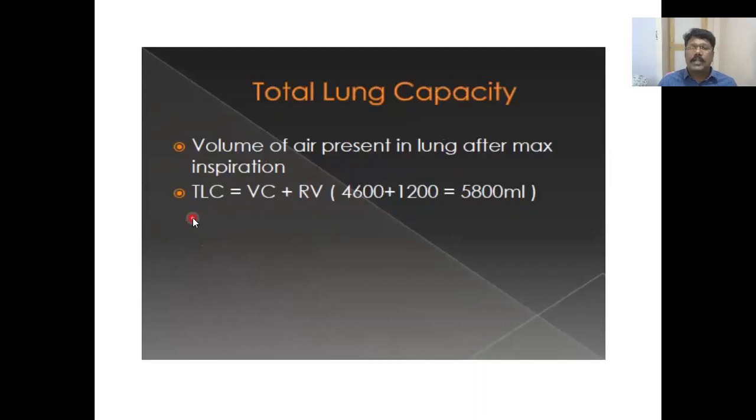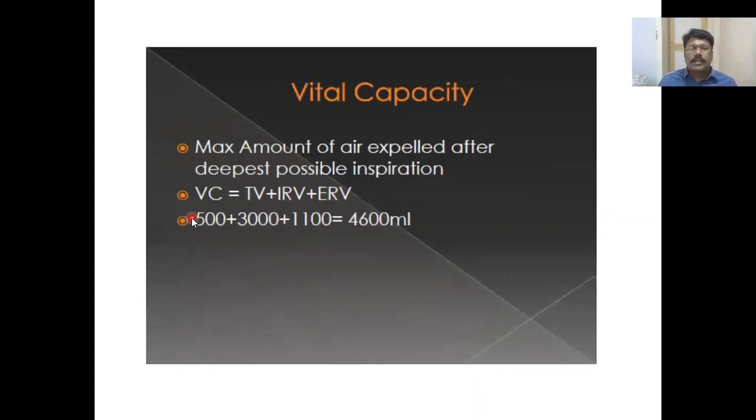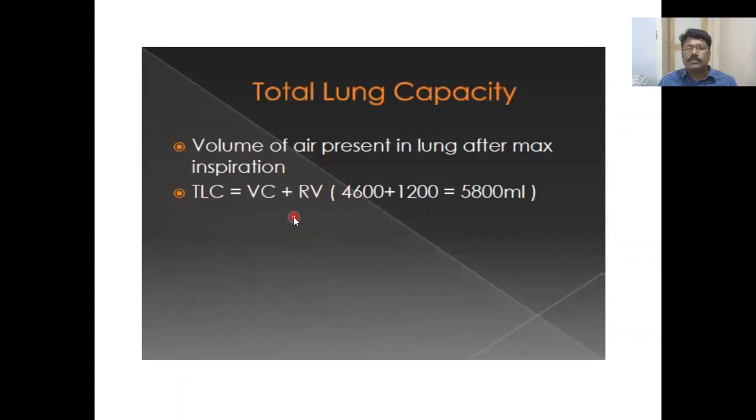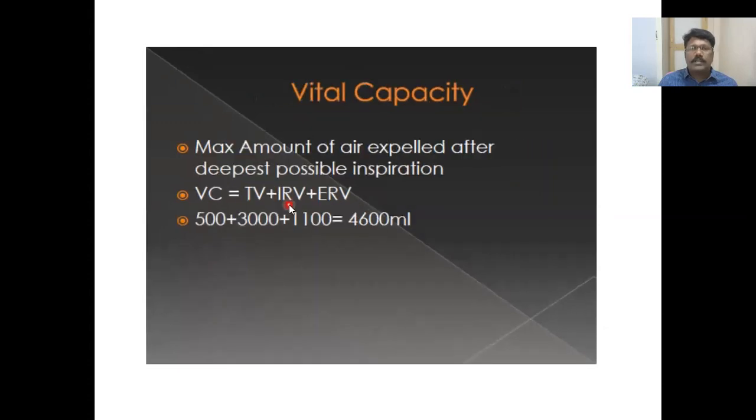Next one is the total lung capacity. Total lung capacity refers to the addition of all the volumes. All the volumes means the VC, that is the tidal volume, IRV and ERV, plus the residual volume. So all the volumes added together, you come to a capacity known as total lung capacity. Total lung capacity minus RV is equal to vital capacity. So the first three volumes, that is the tidal volume, IRV plus ERV, refers to the vital capacity.